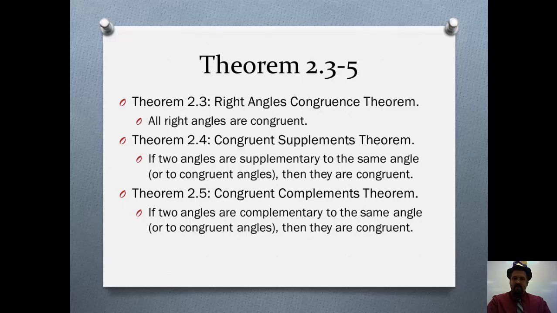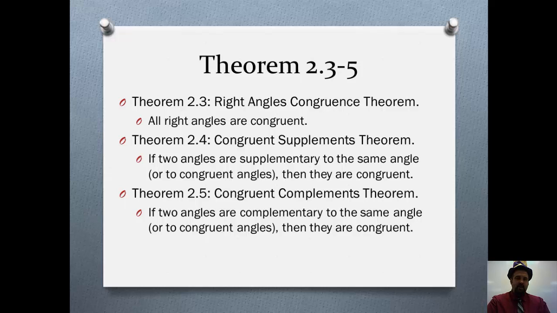Theorem 2.3 is the right angles congruence theorem. All it states is all right angles are congruent. If you remember either the phrase or the name of the theorem, either one will work for me. If you remember it's theorem 2.3, that's great. However, I prefer if you remember it as right angles congruence theorem, because different books actually label the theorems differently. Theorem 2.4 is congruent supplements theorem.